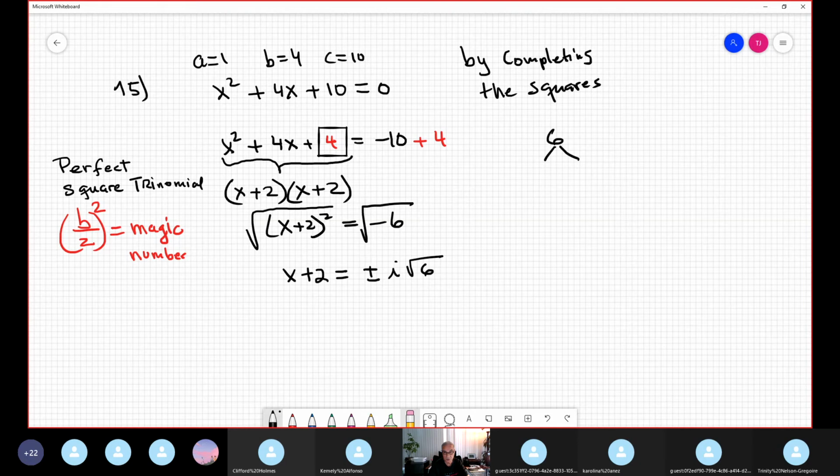And the square root of 6 cannot be simplified more, because 6 is 2 times 3. There is no pair of factors that we can eliminate. No, leave it like that. Now x alone: solve for x and move the 2, so x equals minus 2 plus or minus i radical 6. And this is the final answer.